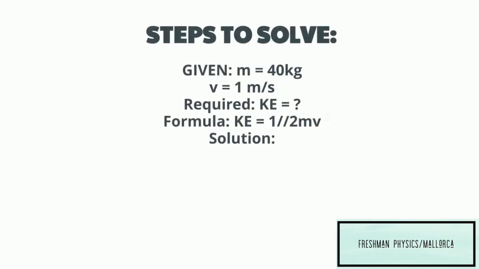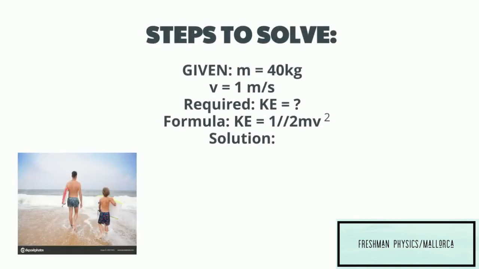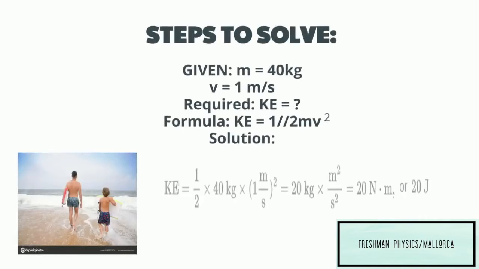So here are the steps to solve. After analyzing the problem, we have to identify the givens. Our given values include 40 kilograms for mass. We know that it's mass because of the SI unit kg, and a velocity of 1 meter per second because of the derived unit meter per second. Our required is kinetic energy, and the formula is kinetic energy equals 1/2 mv squared.